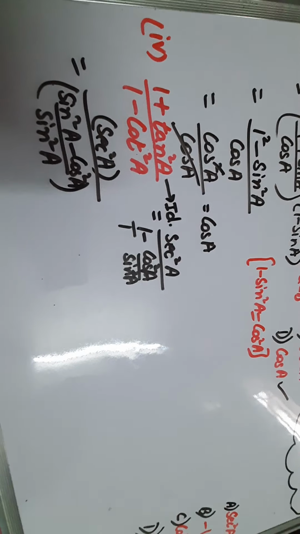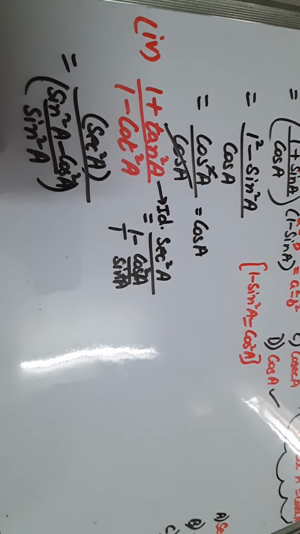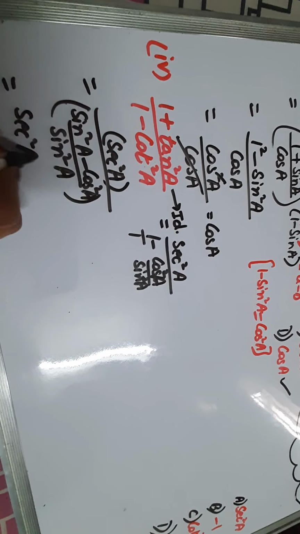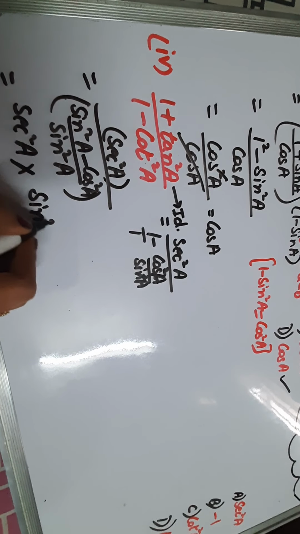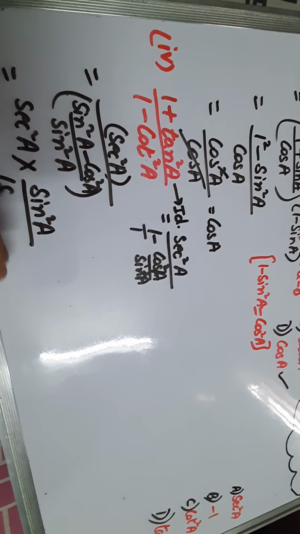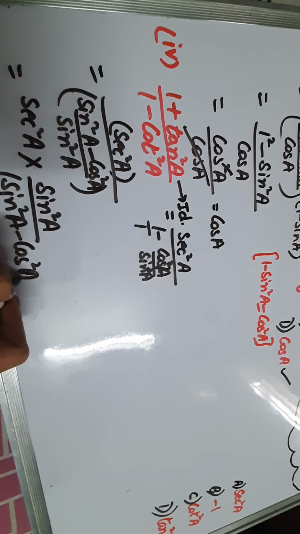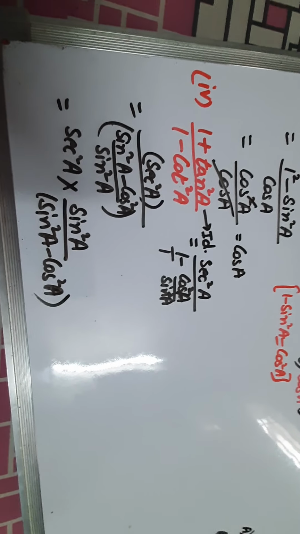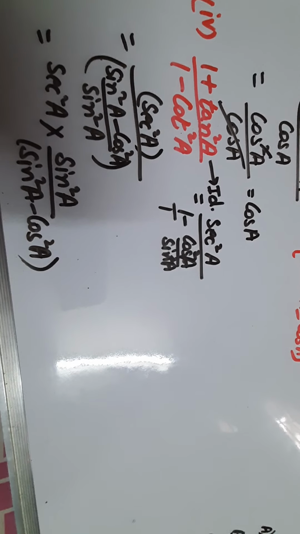Now reciprocal it. Let us reciprocate it. So what do we get? We'll get secant square A multiplied by sin square A upon sin square A minus cos square A. We'll get this, right? Now dear students, what can be the next step we should think upon?